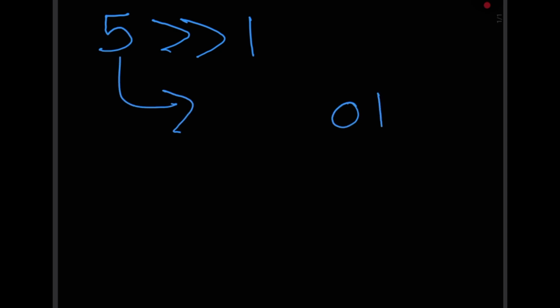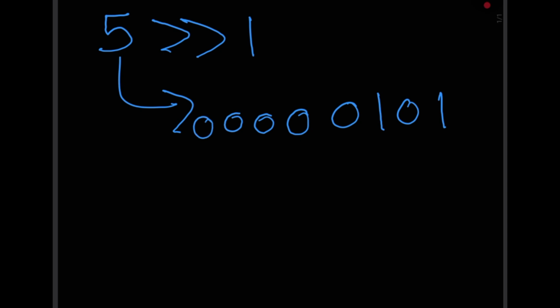So we have 5 right shift 1, because it is moving toward the right side. So 5 right shift 1. Write the binary of 5, that is 0101, and here zeros.